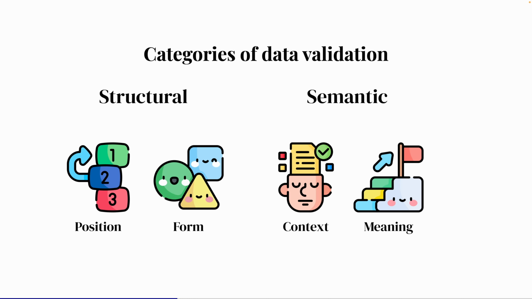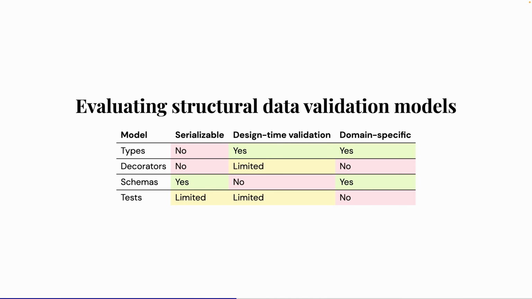Now that we understand more about what aspects of our data we will be validating, let's compare some ways we could model this validation. For the table shown, let's define the criteria we're using for evaluation. Serializable means the validation definition is designed in a language that can be deserialized for use across different programming languages. Design time validation means tooling or language support exists that can evaluate data validation rules during application development. And domain-specific indicates that the model is exclusively focused on the structural validity of data.